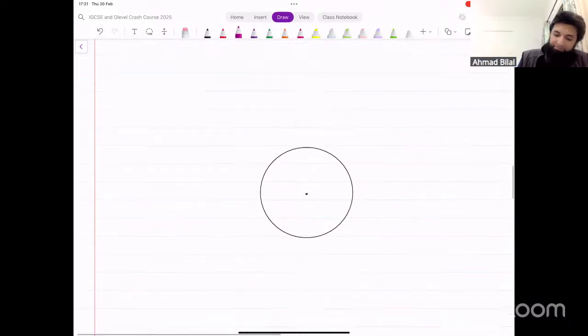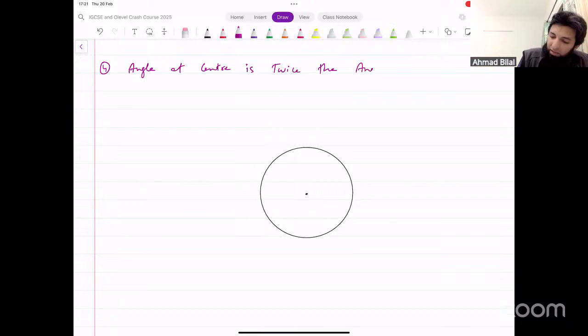Next is number 4. Angle at center is twice the angle at circumference. Angle at center is twice the angle at circumference. Now, what does that mean?